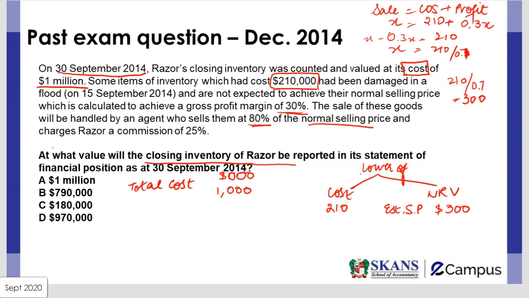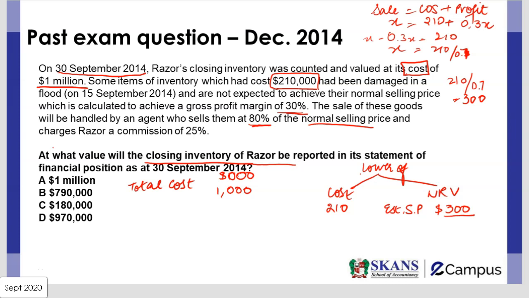So if you are proficient in using the shortcut method, that is fine. Otherwise, do not take the risk. Spend maybe just 30 seconds extra. But this method is a foolproof way of getting the correct answer. So now you have your estimated selling price of 300,000. But please keep in mind, this is not your actual estimated selling price.